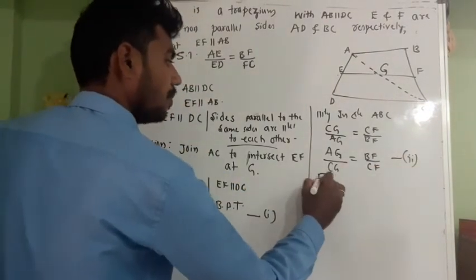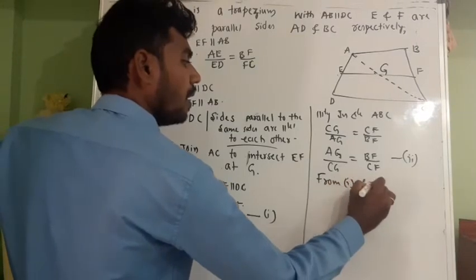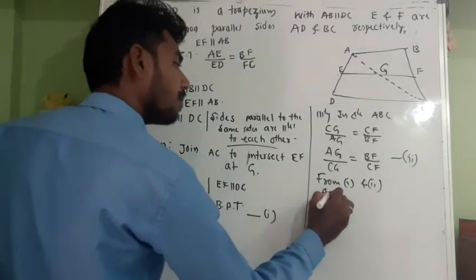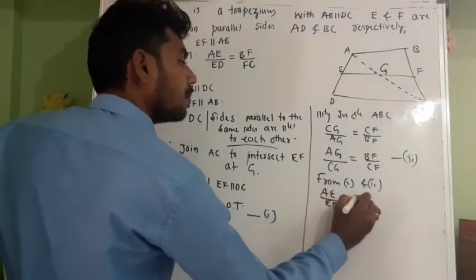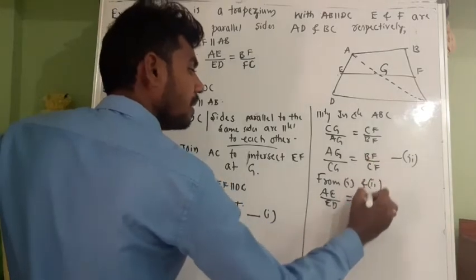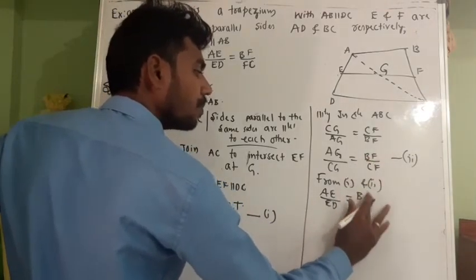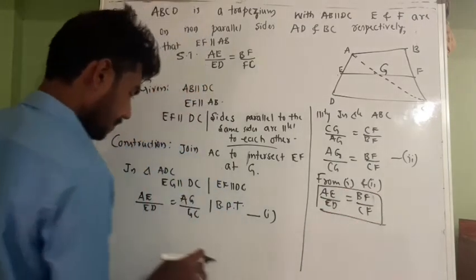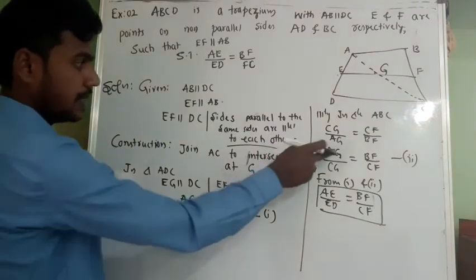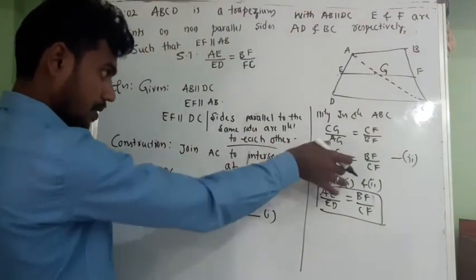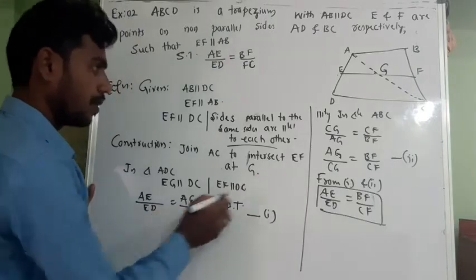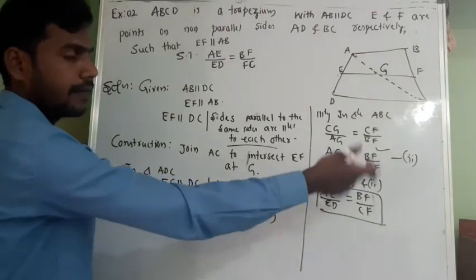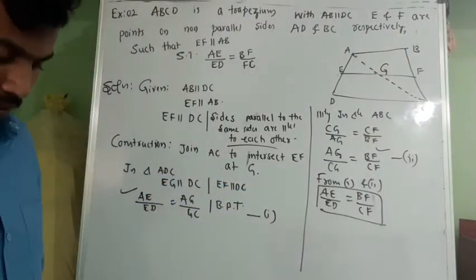So from 1 and 2, AE by ED is equal to BF by CF. See, AG by CG is the same. When these two ratios are equal to the same ratio, the other ratios will obviously be equal. That is what I have written. Please note this down.